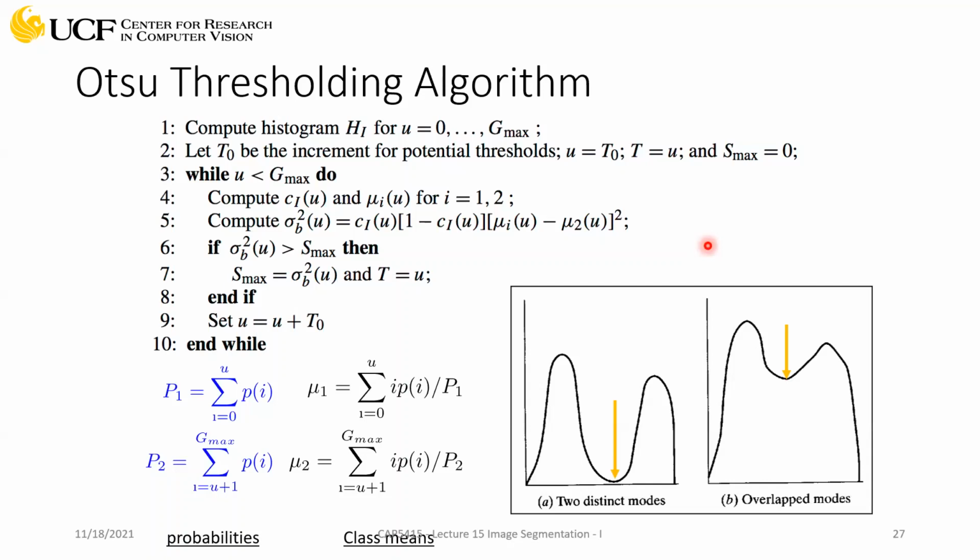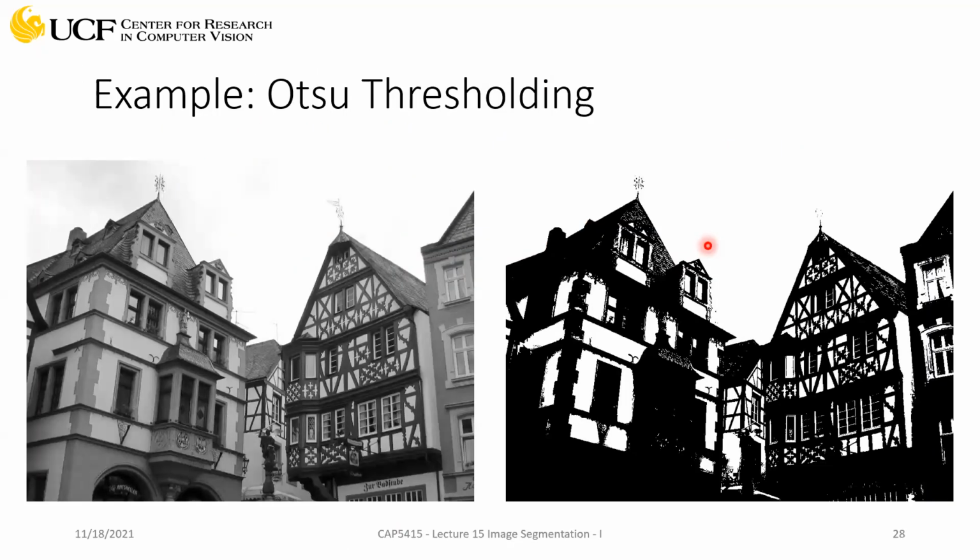So that's the Otsu algorithm, and let's try to see some results. This was your input image, and we use the Otsu algorithm to find the threshold, and you can see it's doing a pretty good job. You don't have to do any manual selection for the threshold. It will automatically find it and do the image binarization for you.